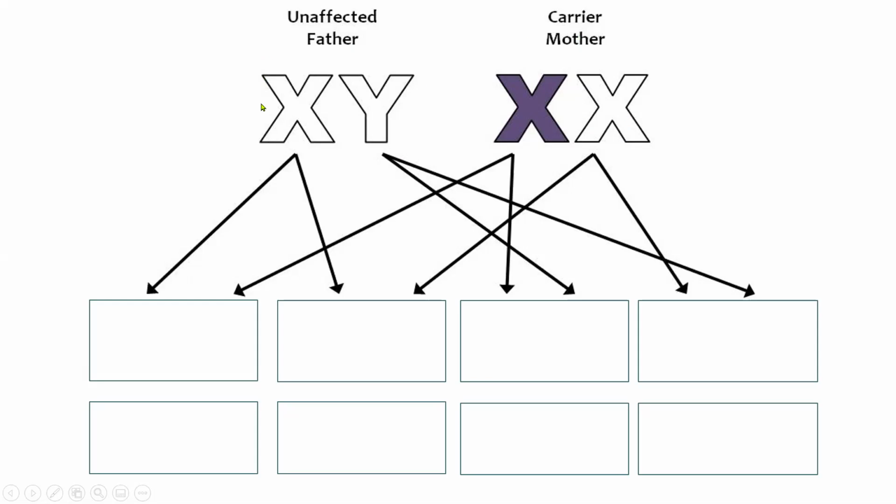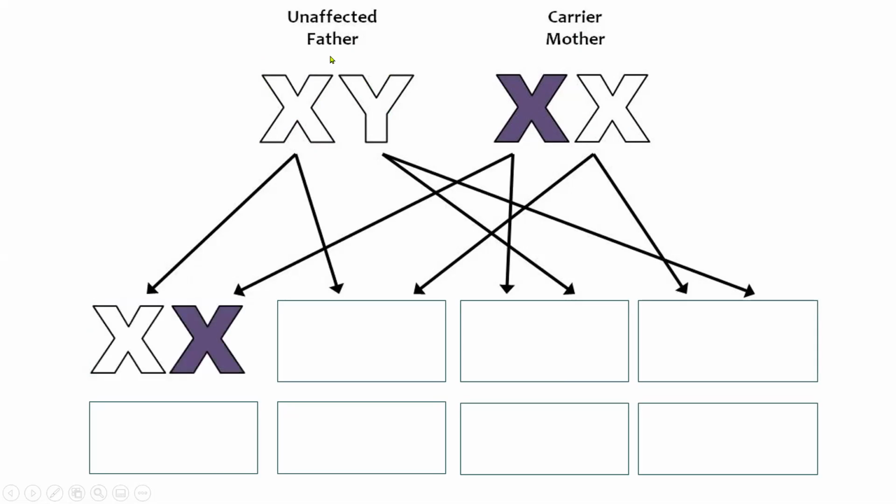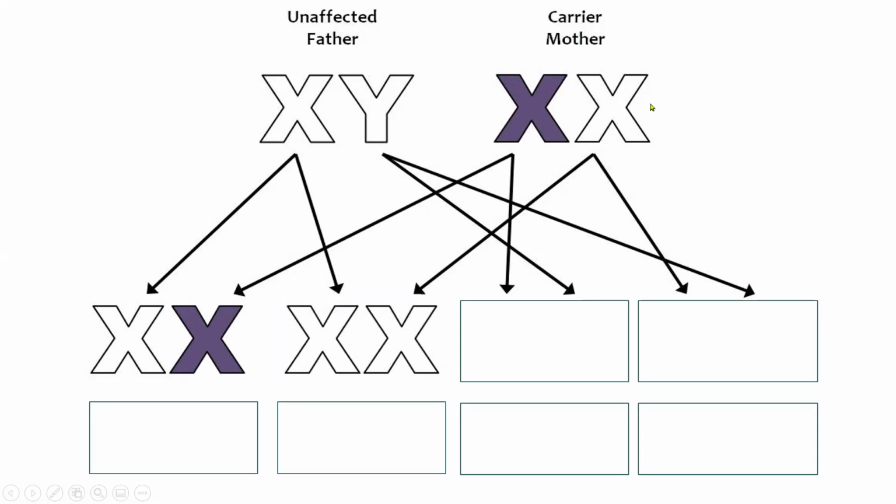Fathers, remember, only give their X's to their daughters and only give their Y's to their sons. So pass it down. Father has a healthy X. He can give that to the daughter. Mother can give her unhealthy X. So that's one possible combination. The next possible combination is dad giving his healthy X to a daughter and mom giving her healthy X to a daughter. So out of the 2 daughter combinations, one is a carrier and one is totally unaffected and normal.